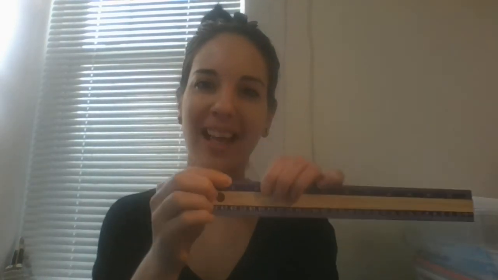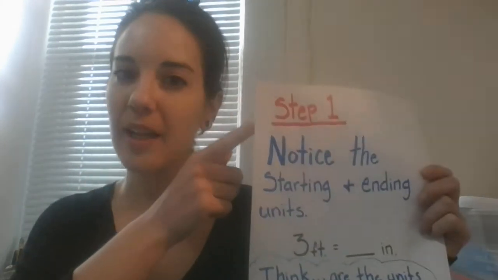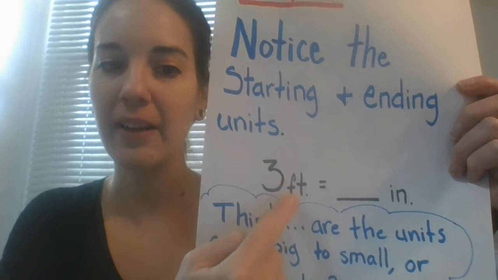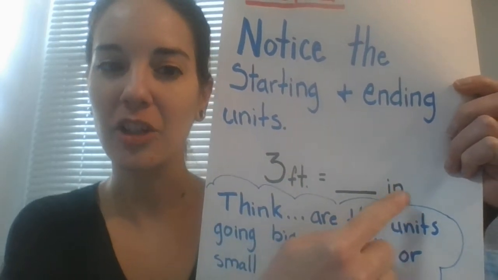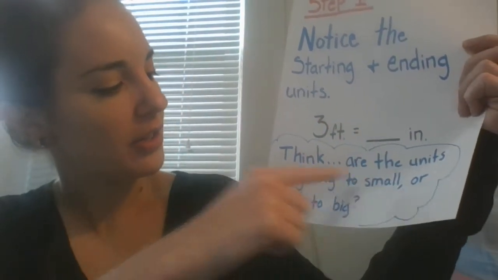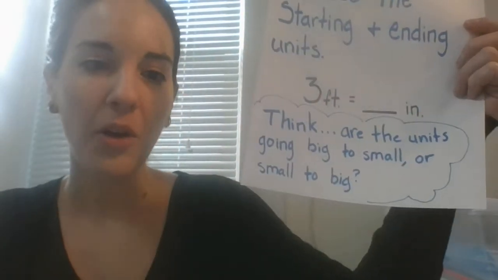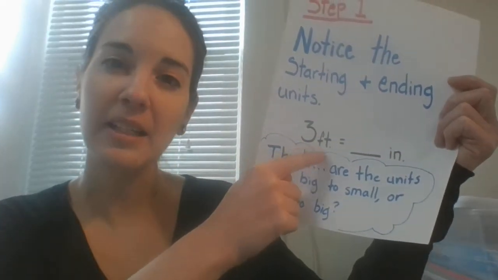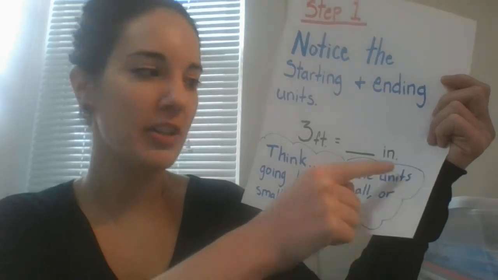What if I said I have 3 feet, but I want to know how many inches that is in all? So for step 1, I'm going to notice the starting and ending units. So 3 feet to how many inches? My units are those units of measurement. So we're going to think, are the units going from big to small or from small to big? Which means which one's larger? Is a foot larger than an inch, or is an inch larger than a foot?